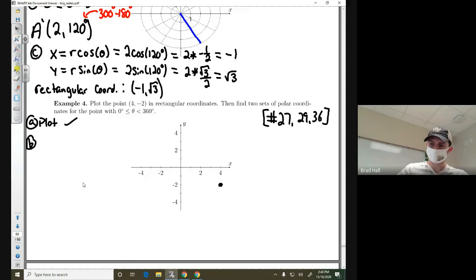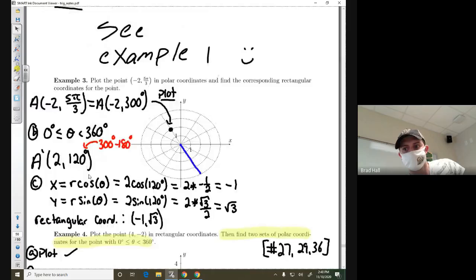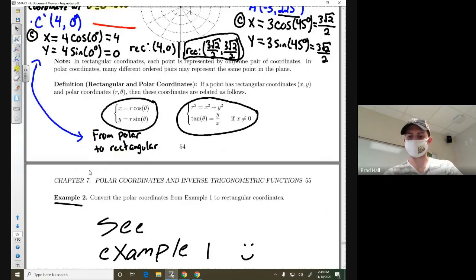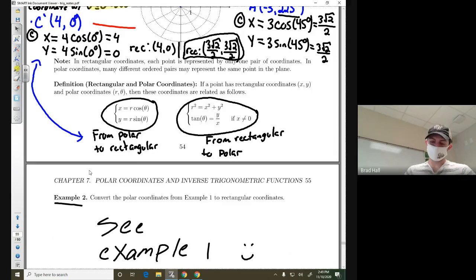So part B, and in fact, it says it right here as well. Find two sets of polar coordinates for the point with the angle in that interval. And we can do this. This combines part C and part B of the last one. Pretty much goes in reverse in a sense. But how does it go in reverse? We need new formulas over here. These are the conversions from rectangular to polar. One of them is easier than the other.